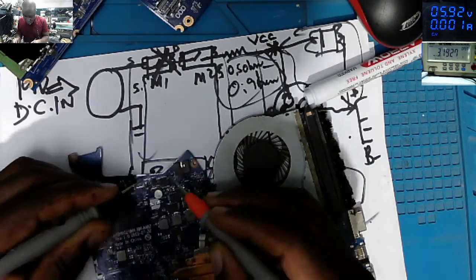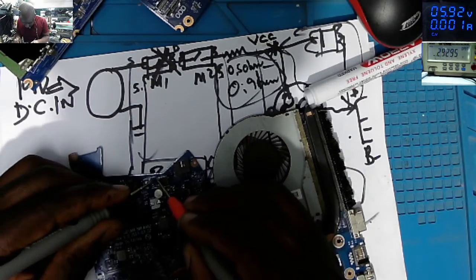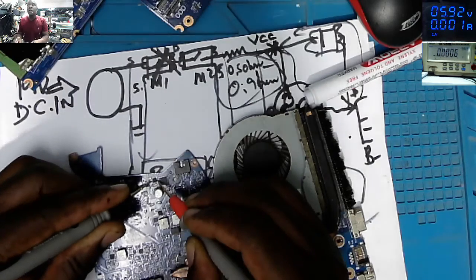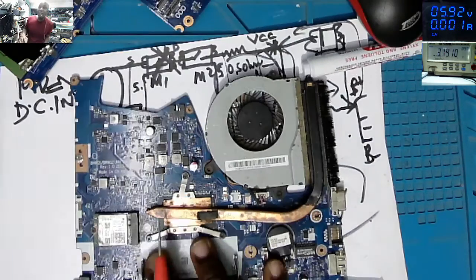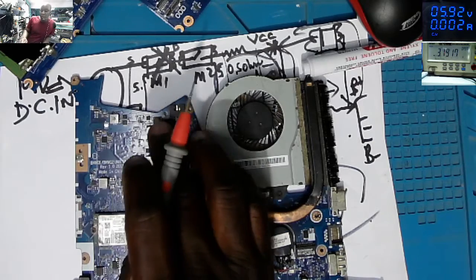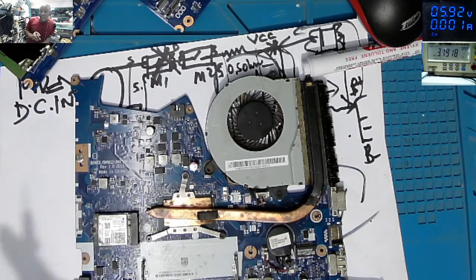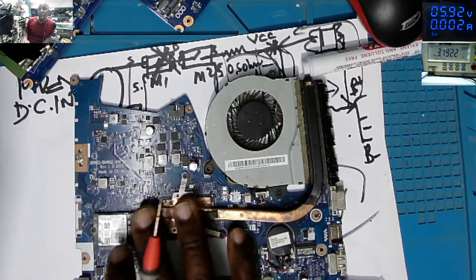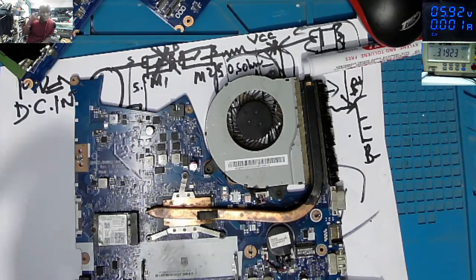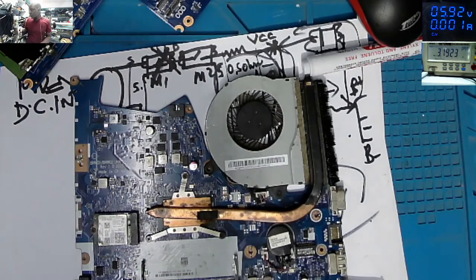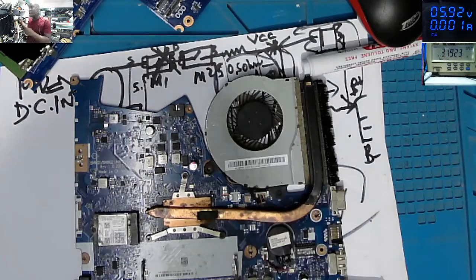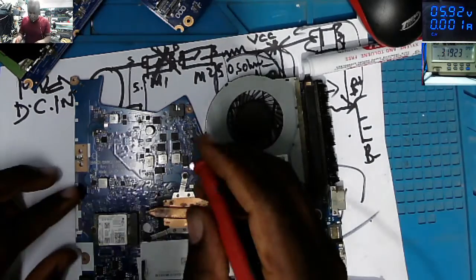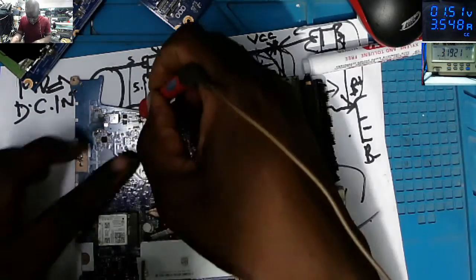The MOSFET is good. The smaller one is shorted. But this is the second fault. Even if you take out the second MOSFET, I'm 100% sure we will still remain with a shorted main 19 volts power line. I'm 100% sure about that.